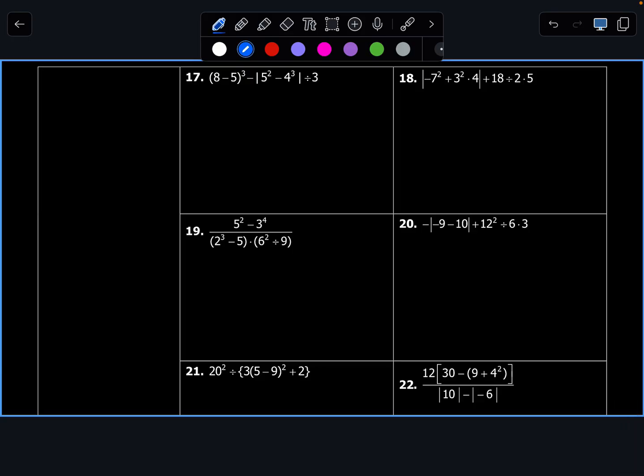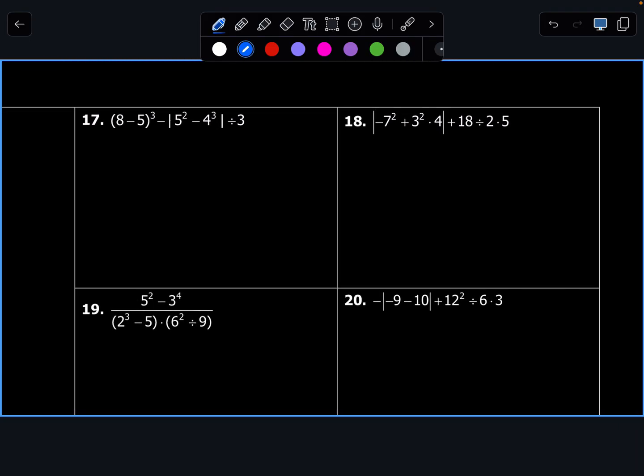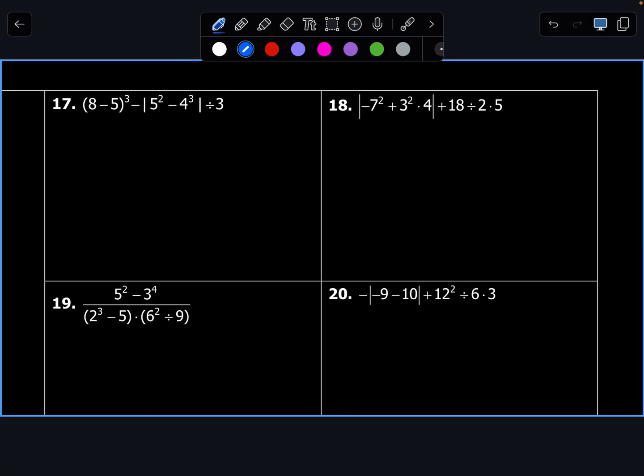We will not do all of these, but if any of them look kind of scary, we'll do them, okay? Let's do number 18. And this is an instance, Carter, when it does matter, right? Okay, so what's our first operation? The absolute value, which is considered a parenthesis, right? What am I going to do first? The exponent. So negative 7 squared is negative 49. Because the negative 7 does not have parentheses around it raised to the square, you keep the negative. Plus, what's 3 squared?